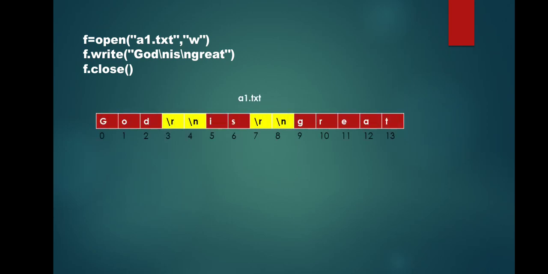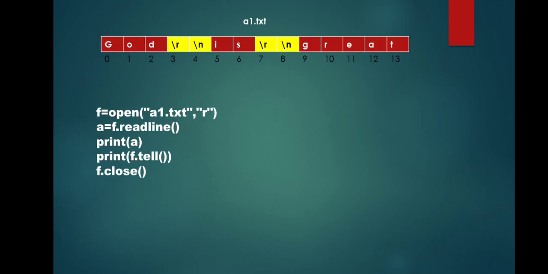So let us see how the content of the file will look. As you can see over here, the 0th byte contains the letter G, then O, D, and after that, where we have written \n, it has written \r, \n, right? And notice this thing also, children. It is very important that backslash r is occupying one position and backslash n is occupying one position. That means at the end of the line, two characters, two positions are occupied, right?